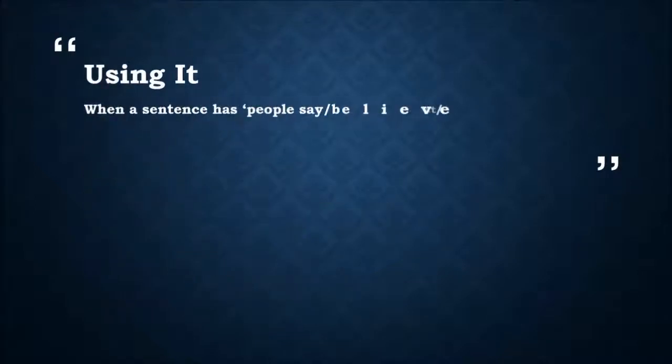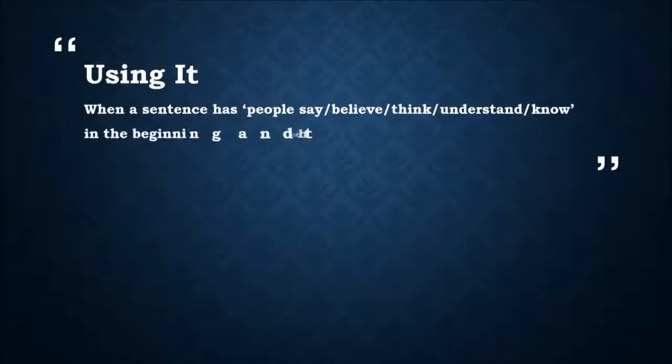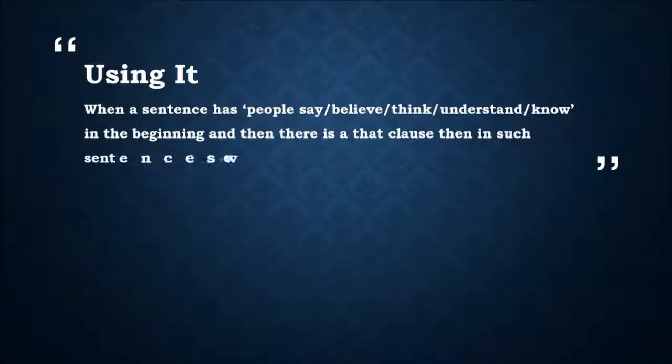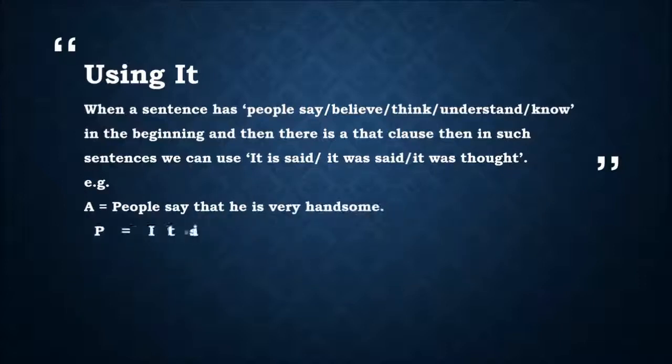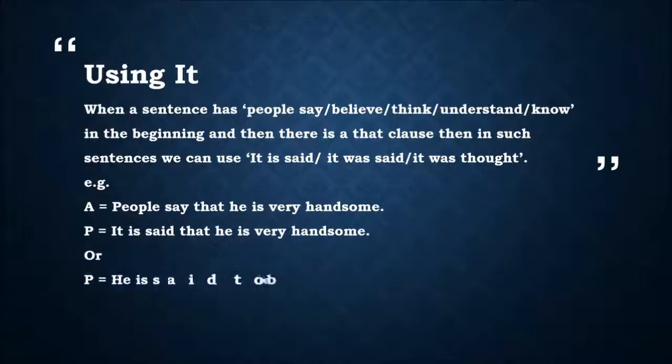Using it: when a sentence has people say/believe/think/understand/know in the beginning and then there is a that clause, in such sentences we can use it is said/it was said/it was thought. E.g., active: people say that he is very handsome. Passive: it is said that he is very handsome. Or: he is said to be very handsome.